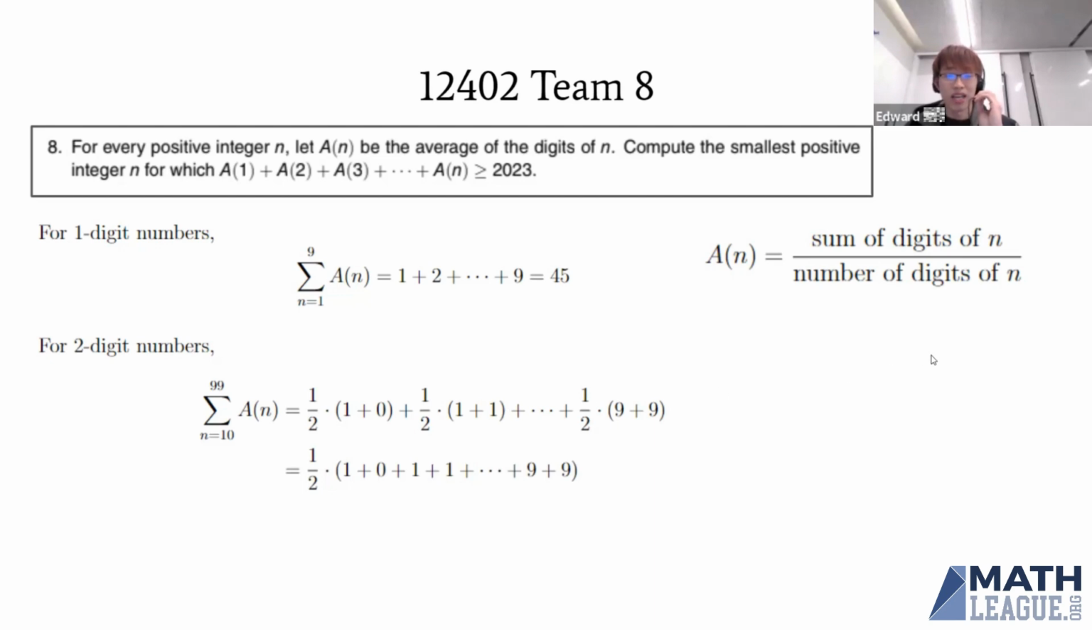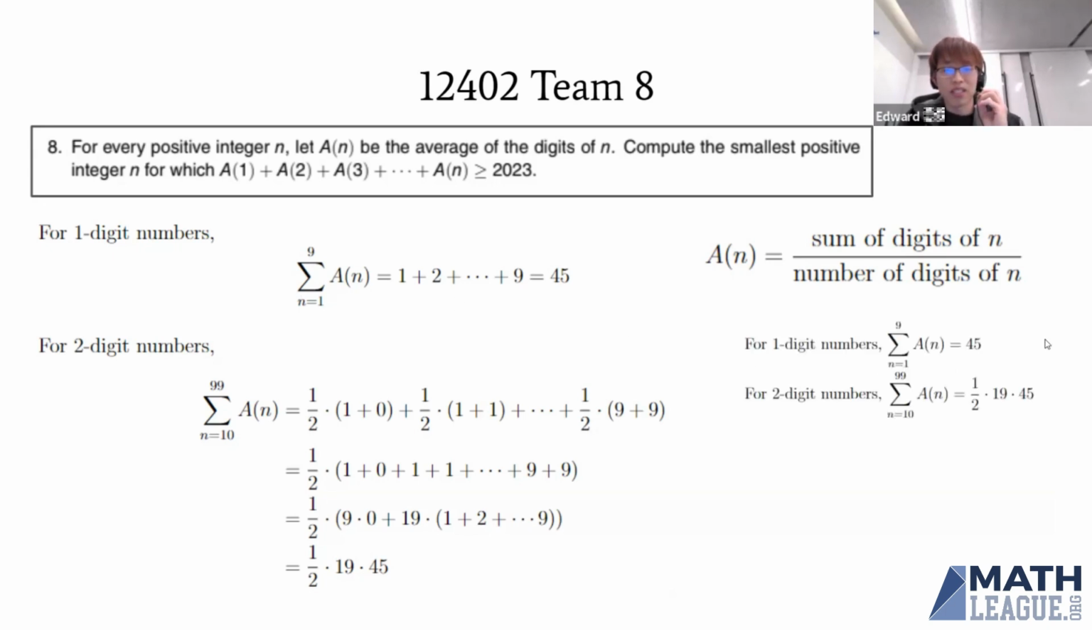So now we can count how many times each digit shows up. The 0 shows up 9 times because it must be the units digit, and we have 9 choices for the tens. Then we have 19 occurrences for every other digit, because it could be in the units place, in which case there are 9 choices for the tens, or it could be in the tens place and there are 10 choices for the units digit. This simplifies to 1/2 times 19 times 45, because 1 plus 2 all the way to 9 is something we already know from the one-digit case. So let's put that right there.